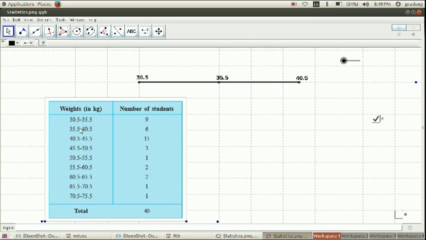Conventionally, we note that this 30.5 should be included in the first class since there is no class before that. This 30.5 is included in it. Therefore, naturally we should include 35.5 in the second class also. Therefore, conventionally we do not include 35.5 in the first class. These upper limits are excluded from the classes. Therefore, the upper limit, this 35.5, is an element of the second class.